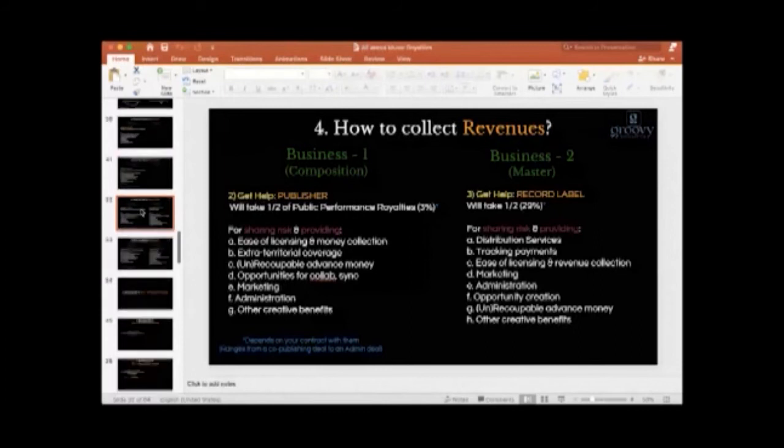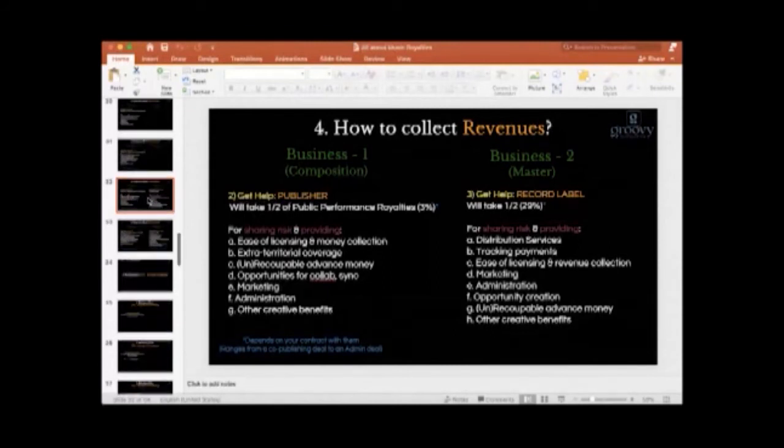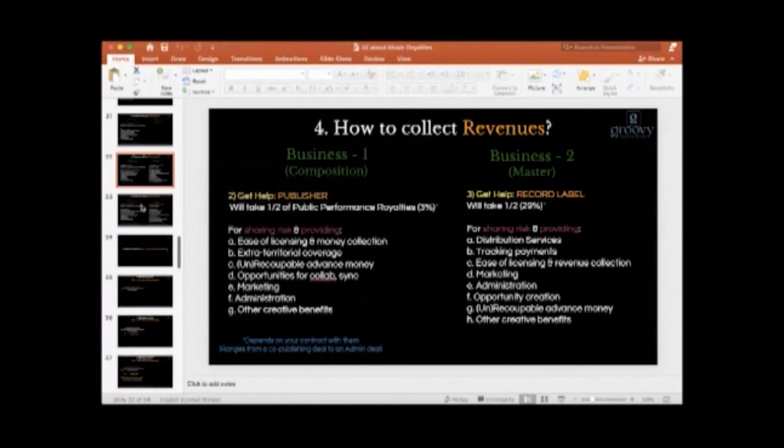On the second business, the record label will take half of the business two side, which is approximately 29%. For again, sharing the risk and providing you some distribution services. So you might not have to go to a distribution service directly. They will help you do it. They will also track your payments. They will ensure you get the money on time. They will also be responsible for marketing you and creating opportunities. And the record label might also provide an advance money.